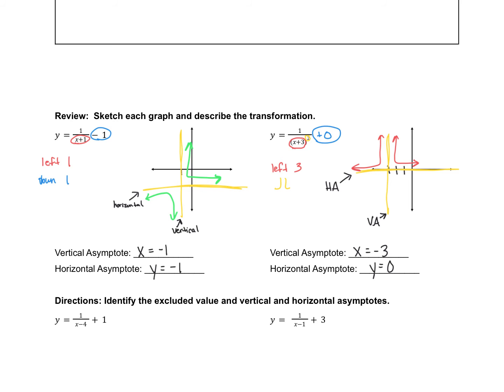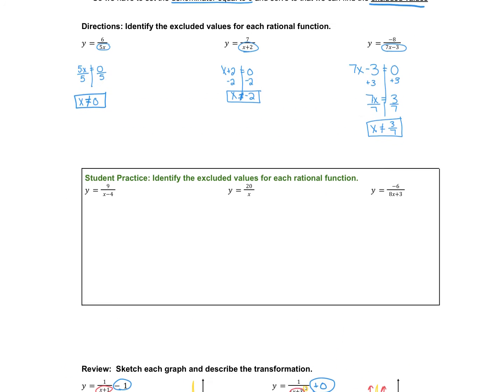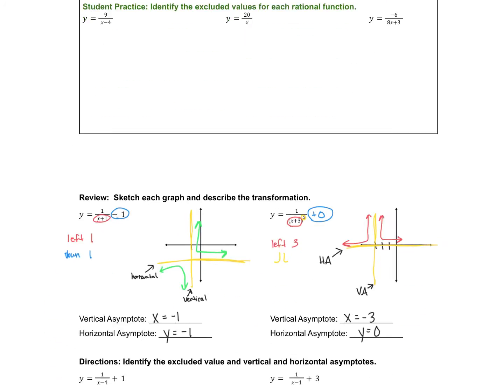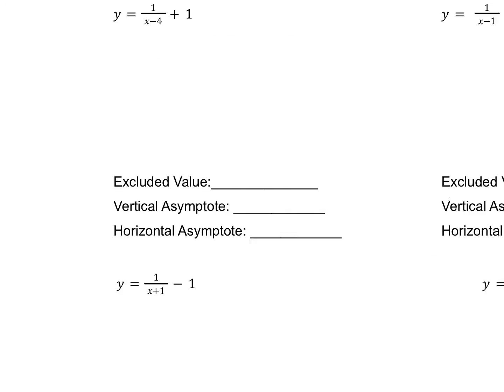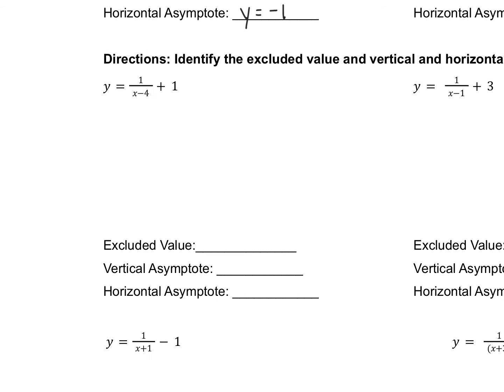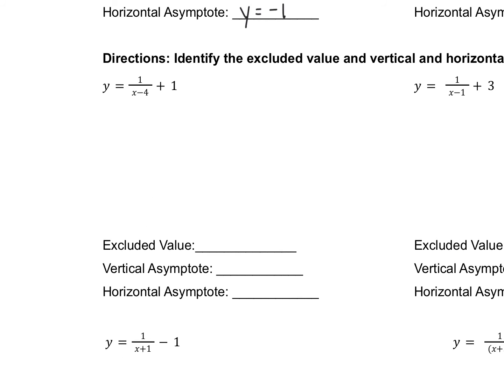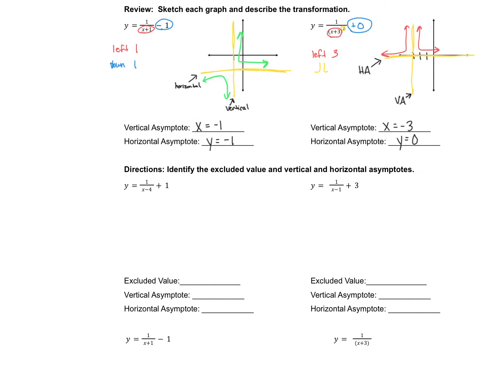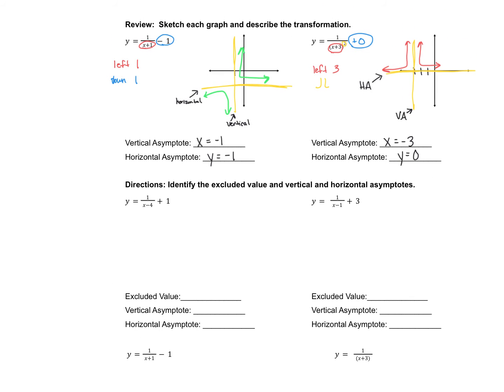Okay, today we're going to take those asymptotes, and then we're just going to add the excluded value, which is what we did up here. So let's jump in. We're going to find the excluded value in the vertical and horizontal asymptotes. Okay. So the first thing we should look at is our excluded value. Or look at our asymptotes.